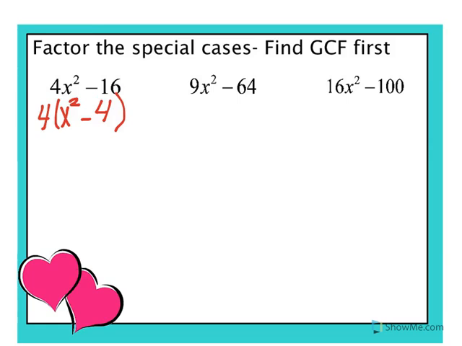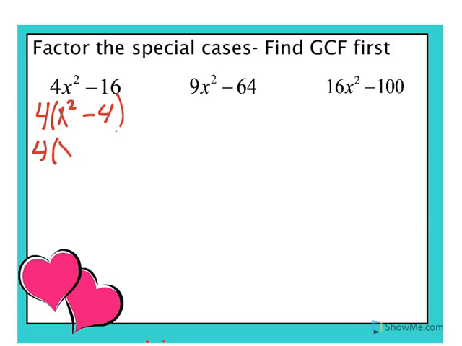I should take a moment to pause just to make sure you are good at this part. We are going to find a GCF first. When you look at this first example, 4x squared minus 16, you need to realize 4 goes into both numbers. So I'm going to pull out the 4, divide it out, which leaves me with x squared minus 4. What I'm hoping you will see now is in parentheses that x squared minus 4, those are a difference of perfect squares.